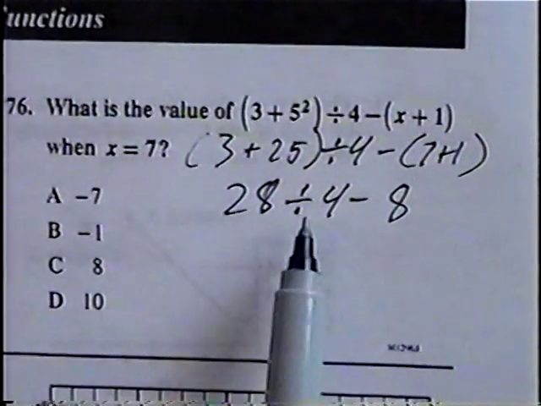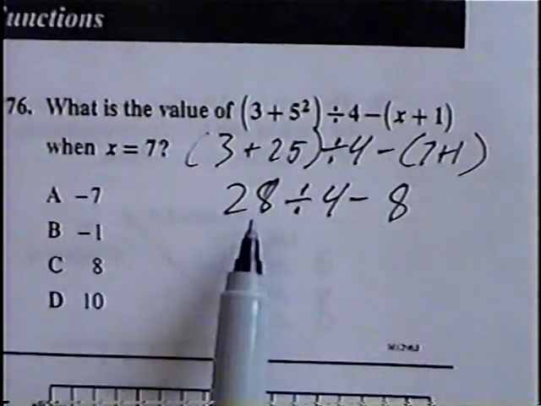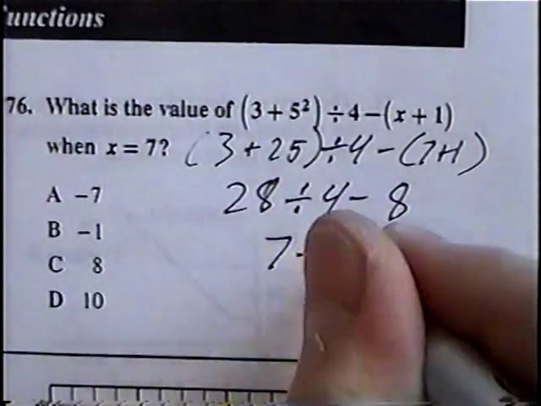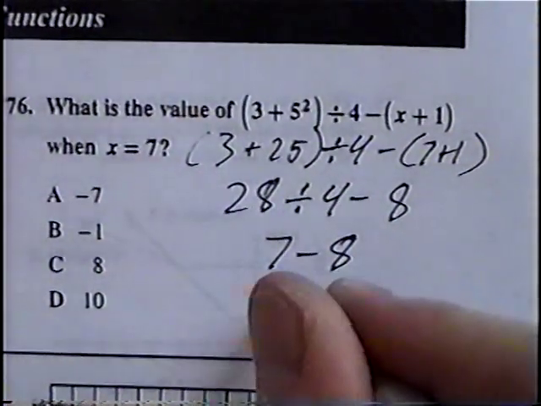Again, following PEMDAS, we'll divide first and then subtract. 28 divided by 4 would be 7. And 7 minus 8 would be negative 1.